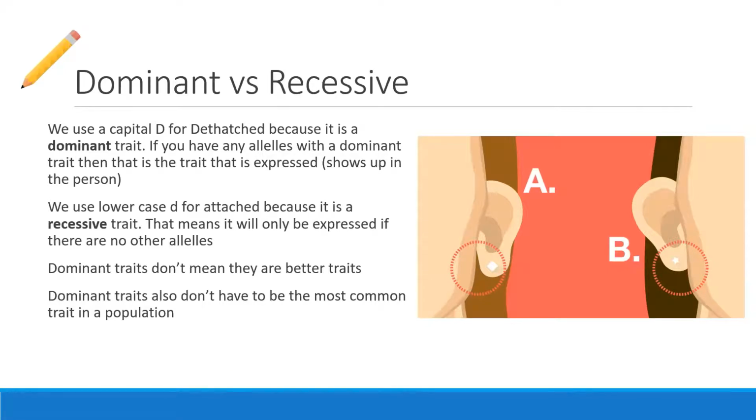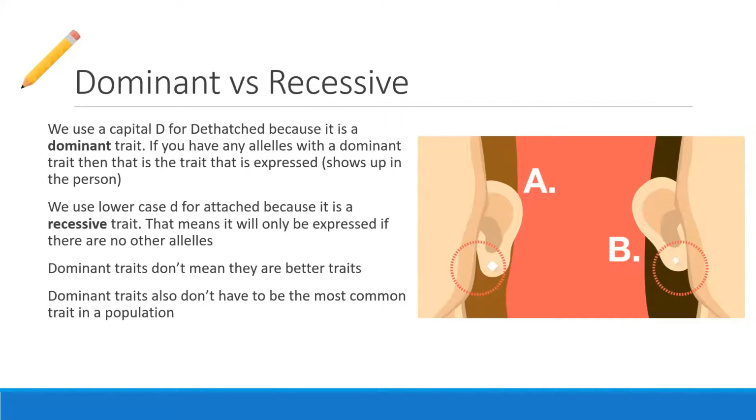So let's just recap. Dominant traits, these are the traits that will take over no matter what. Recessive traits, they're like the weaklings, right? They might show up, but only if no dominant traits are present.